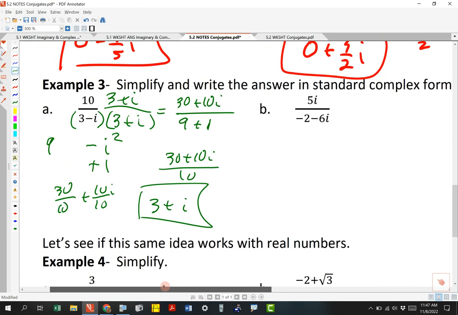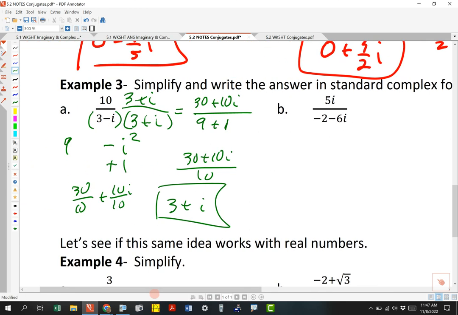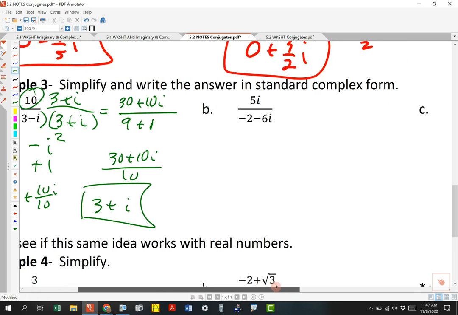Lizzie? Is it a coincidence that the answer that we got is the same as the top? It is a coincidence on this one. We'll see it on the next one. Great question. She just noticed that it turns out to be the same as the top. That's because this is a 10 and the bottom happened to turn out to be a 10. Normally it doesn't work that way.